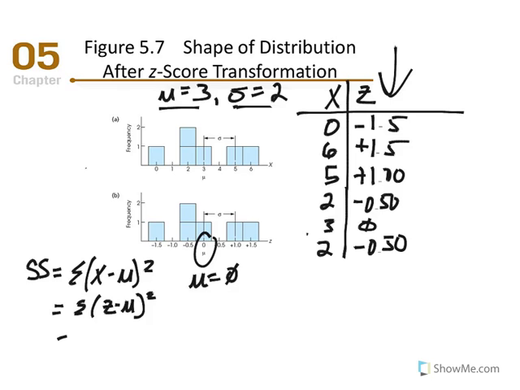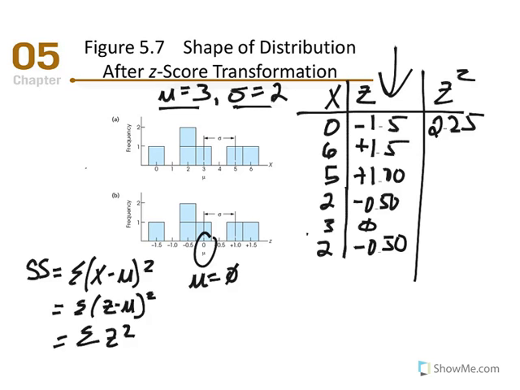So the modification would simply say that what we're going to do is take the sum of our z scores squared, because again, the mean is equal to 0. So that's a step that we can bypass and simply take the z value and square it, and then take the summation of those z scores that have been squared. All right, so we can do that over here.